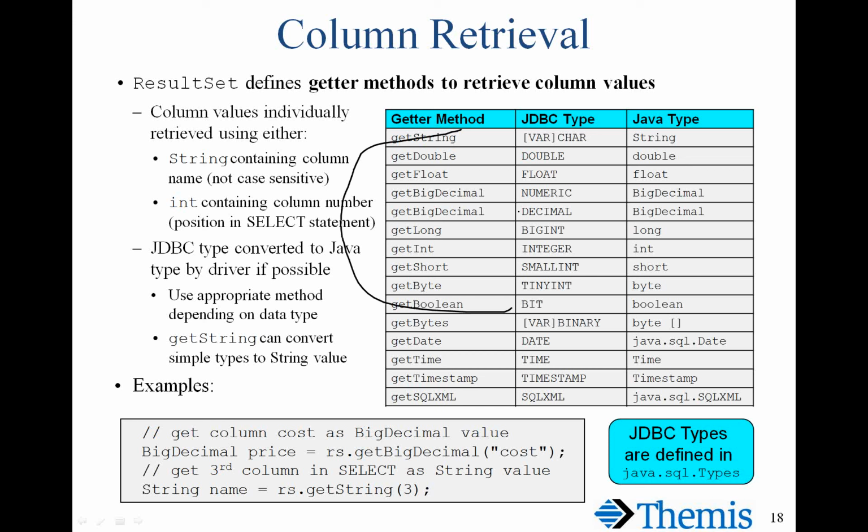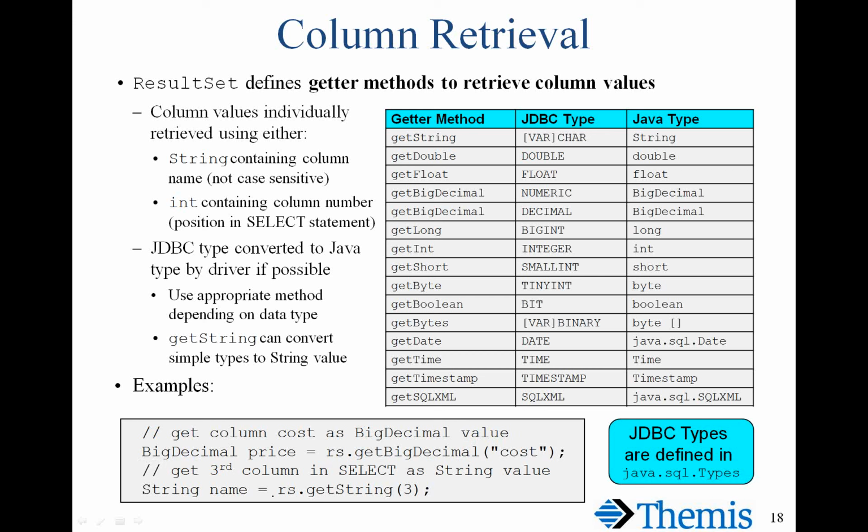Now, every one of these get methods has 2 versions. You can either pass it the name of the column as a string or the position of the column in the select statement as an int. We've done both in the example at the bottom. There's a column whose name is cost, and we have called the getBigDecimal method, which returns a big decimal type object containing the numeric value of that cost.